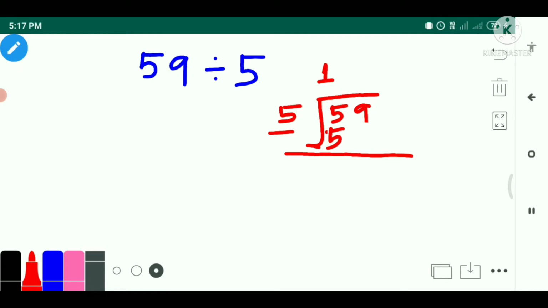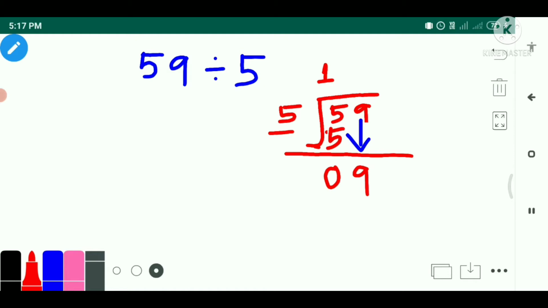5 minus 5 will be 0, and now where will we write the 9? This 9 comes down. So now we'll write this 9 here.